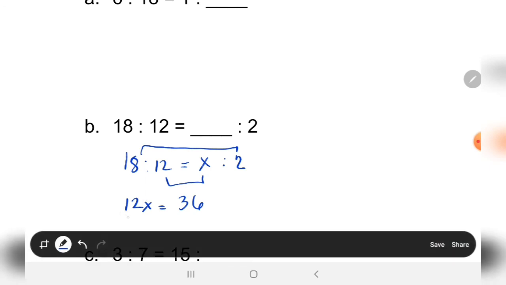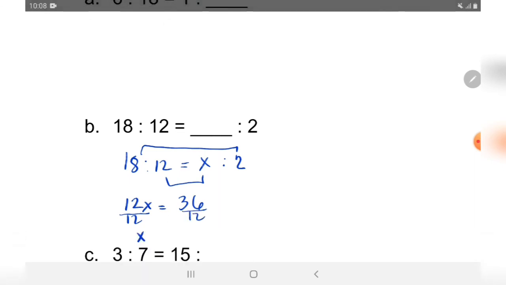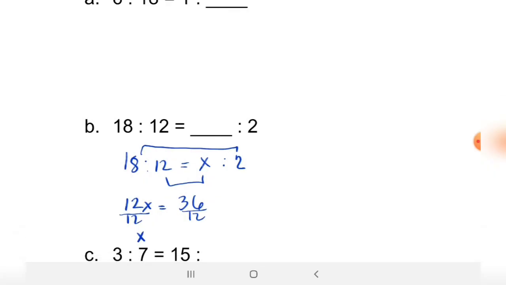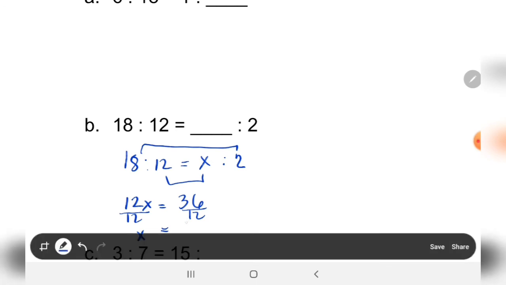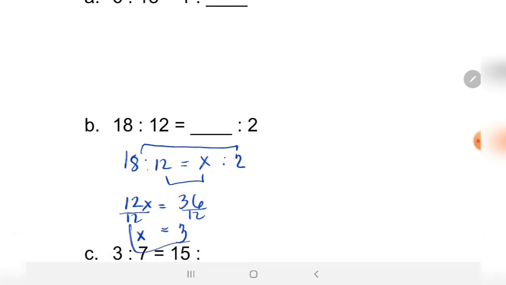And then let's eliminate 12 so that we get only x equals, divided by 12, divided by 12, and that is, the answer is, very good, that is 3. So we have our answer here, 3.